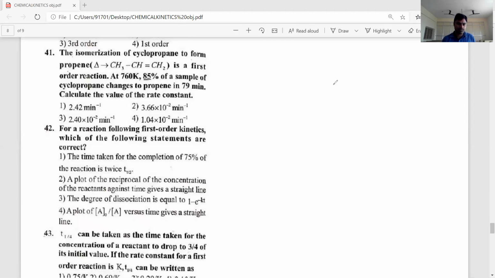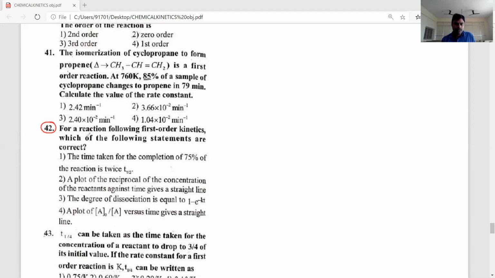42 is a direct theoretical question. For a reaction following first order kinetics, means n is equal to 1, the following statements are correct. The time taken for completion of t 75 percent is equal to 2 t hours. We know that in first order reactions, t 75 percent is equal to 2 into t 50 percent. So the first statement is correct. Okay, next.